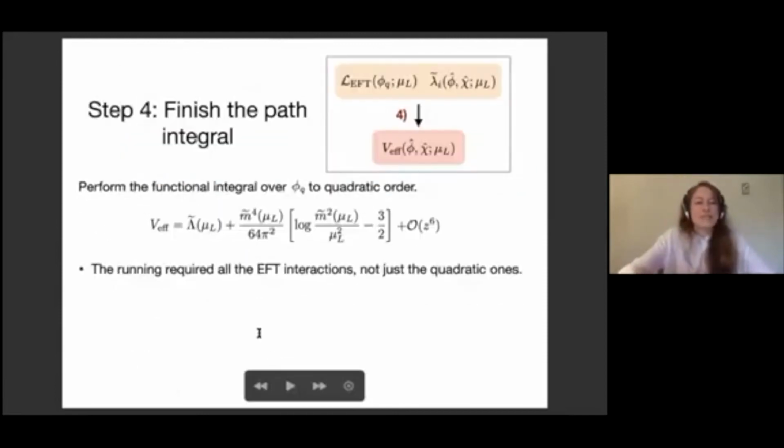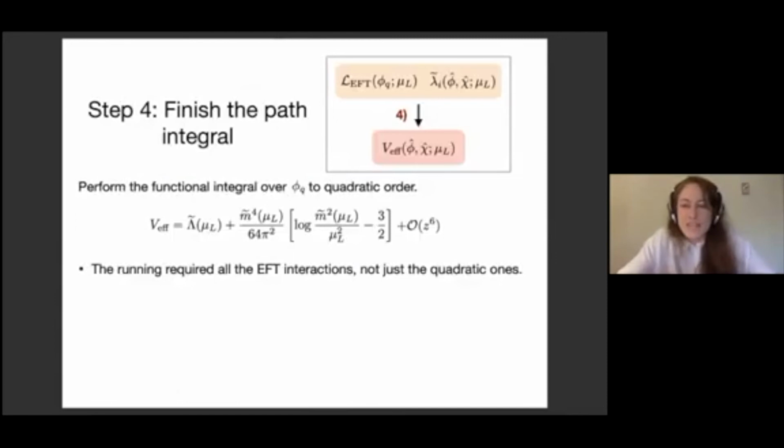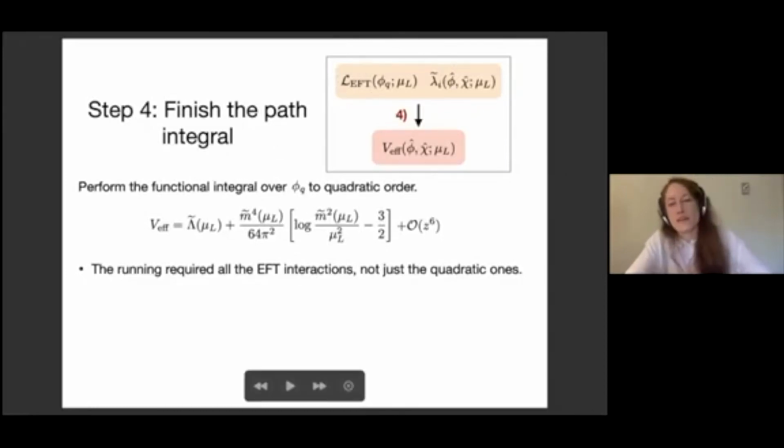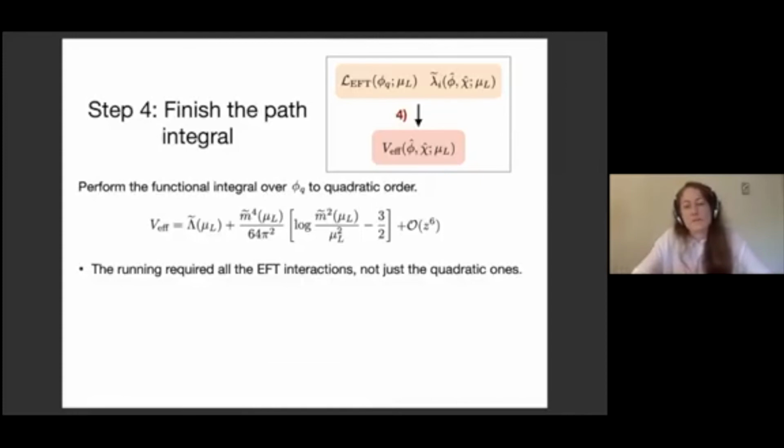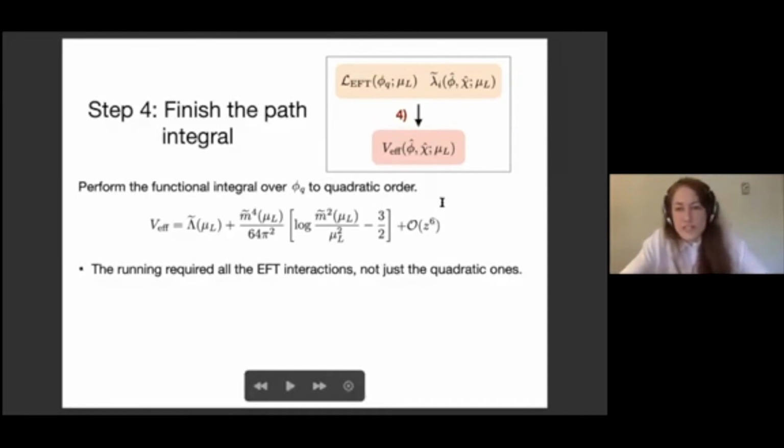So step 4 is I'm going to finish the path integral, and so I've computed the EFT. I've run to the light scale. I have my EFT couplings now defined at the light scale, and now I just need to finish the functional integral over phi quantum to quadratic order to finish integrating out all the fields and compute the effective potential. So now I have some EFT Lagrangian, and this is just the standard one loop determination of the one loop determinant, and it gives me this answer.